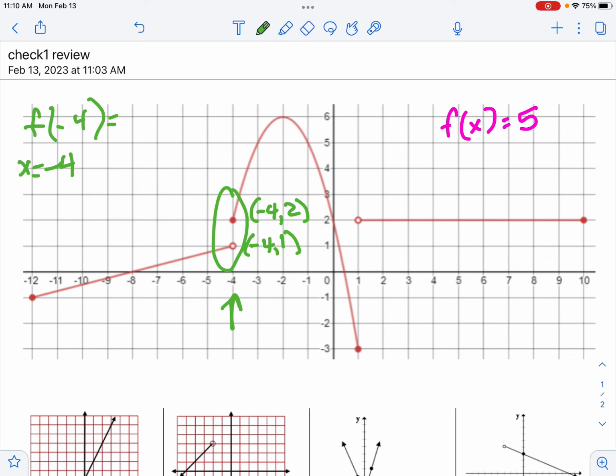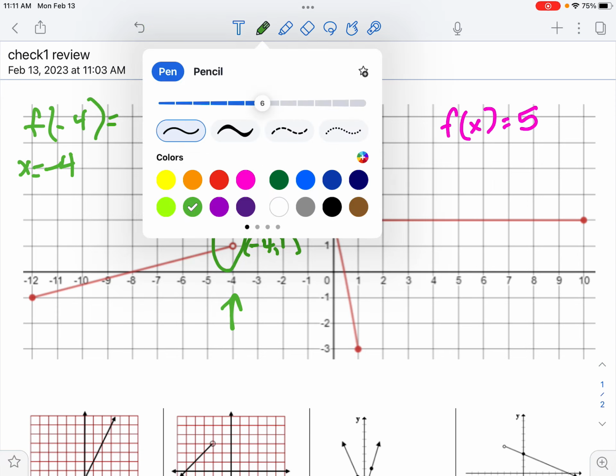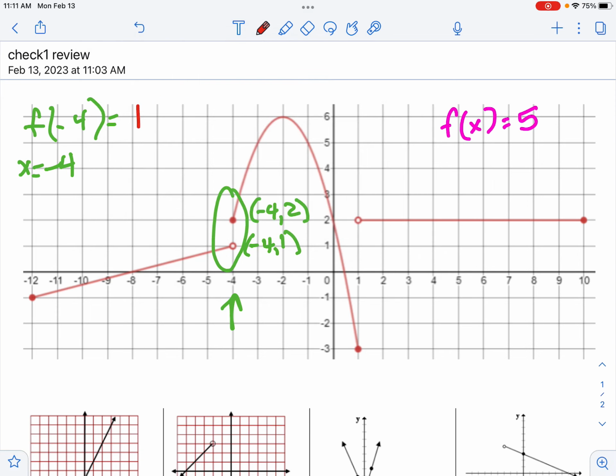So we had some people just answer 1. We had some people answer 1 and 2. And both of those answers would be incorrect. So it is not just 1. It is not 1 and 2. The actual answer here is just 2.